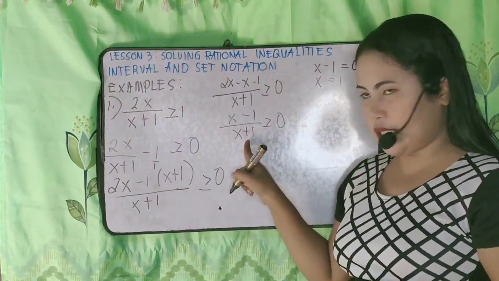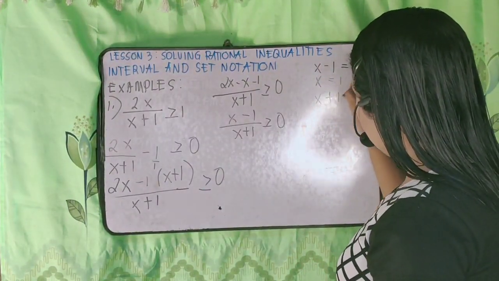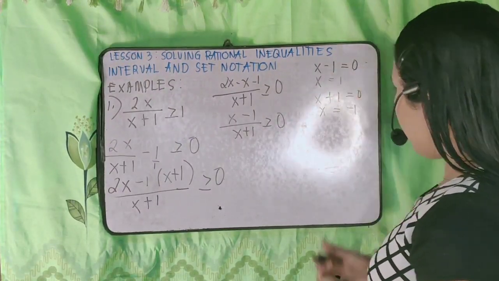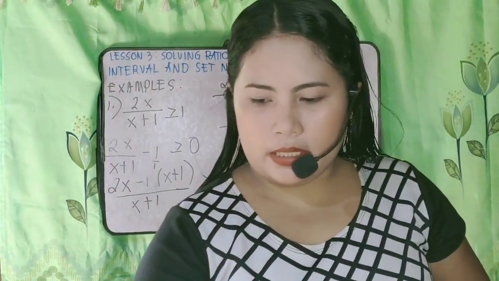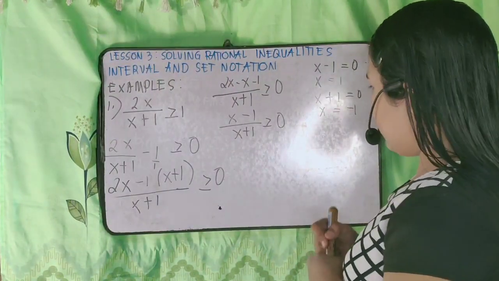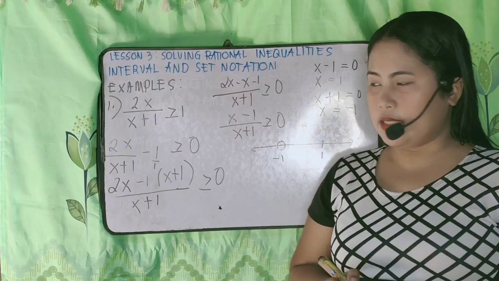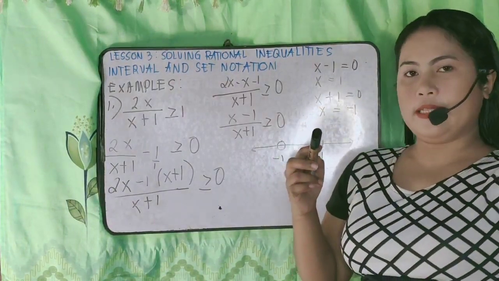So, gamitin naman natin is yung denominator. So, we have x plus 1 equals 0. So, of course, our x will be negative 1. So, equate to 0. Okay, so for our step number 3, hahanapin na natin yung intervals. So, find the intervals.